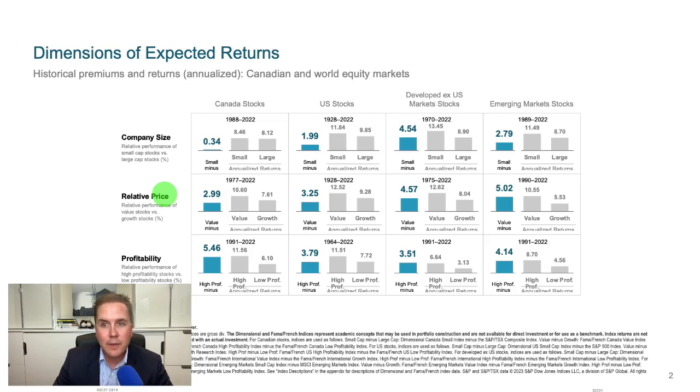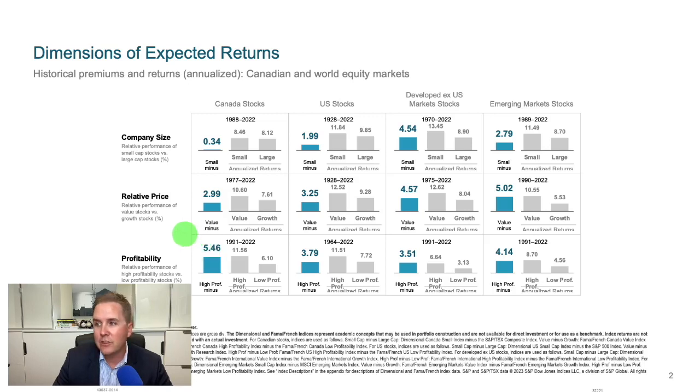On a relative price basis, relatively cheap stocks in Canada have returned 10.6% from 1977 to 2022, compared with growth stocks that returned 7.61% over that time frame, for a 2.99% per year performance premium for relatively cheap stocks. And relatively more profitable stocks in Canada returned 11.56% when compared with low profitability stocks, for an outperformance or a profitability premium of 5.46% per year.